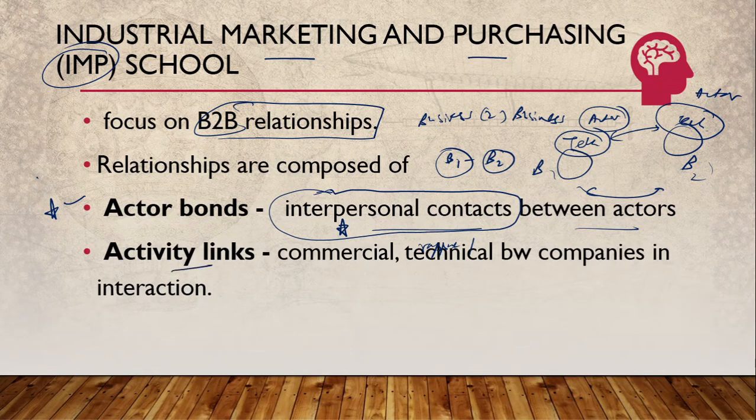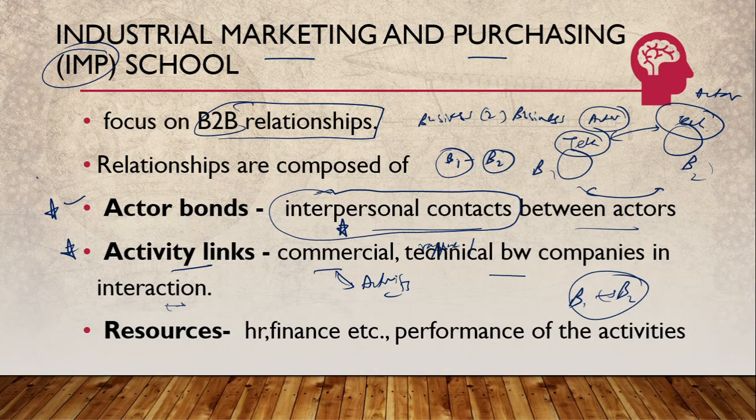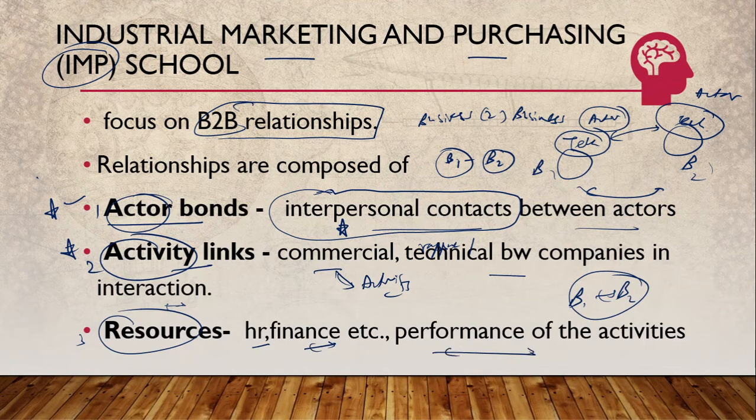And the second one is the activity links, commercial and technical, between companies in the interaction. Let's say there's a commercial transaction going on, with some activities happening. So it tells about the importance of the activity. If during the activity everything is good between these two companies, then that will lead to a good relationship. That is what it says. And then the third focus is on the resources. The first is the actor bond, second is the activity, and the third is the resources, like HR, finance, etc. It says that the performance of the activities of these departments is also essential for a good B2B relationship.